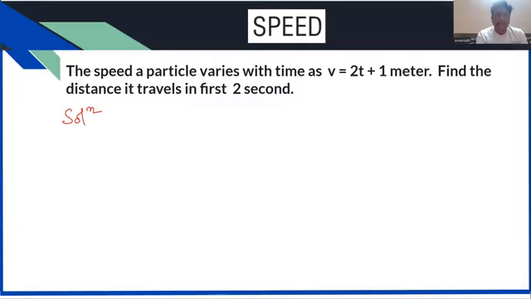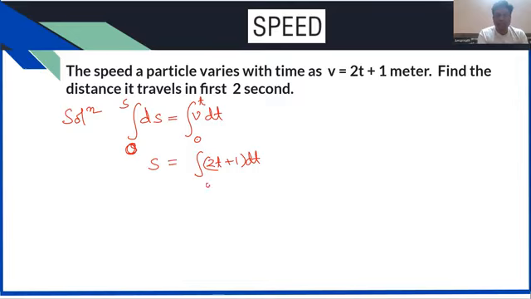We know that again ds equal to v dt. So it means integration of ds equals integration of v dt. When time was 0, the distance is 0, and when time is t, or you can directly put 2 also, no problem. So the left part will be s only, and v dt, that is 2t plus 1 into dt, from 0 to t.